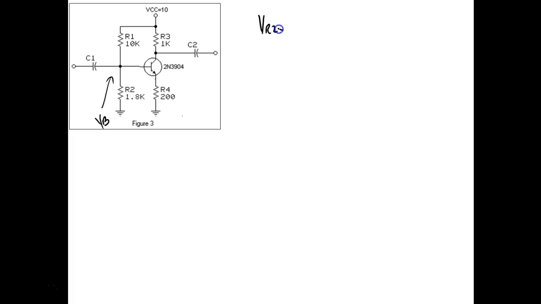So VR2 would be equal to 1.8K divided by 11.8K. Of course, the K's cancel each other out. And we'll multiply that times 10. And what does that give us?